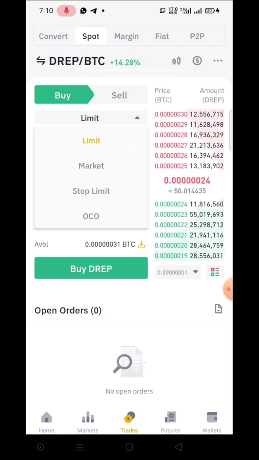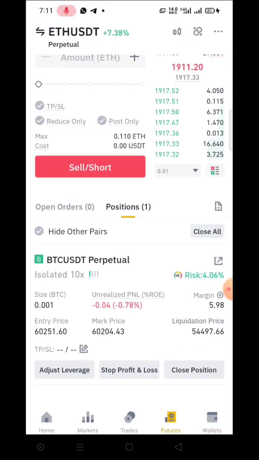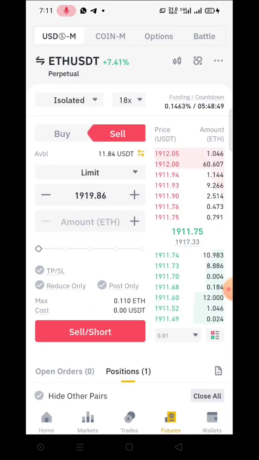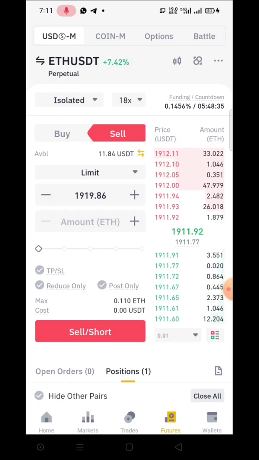But in futures, there are other features you get when you're trading futures, trading with leverage. Now this is our wallet. This is our futures tab. In our futures tab, the interface looks exactly like the spot interface. It's just like the spot. Now what is the difference between the spot and the futures? The futures has what they call leverage.